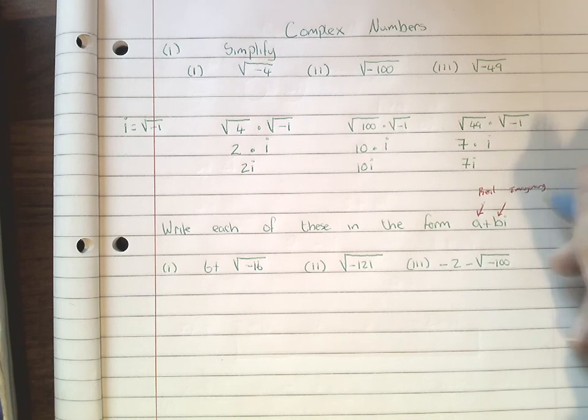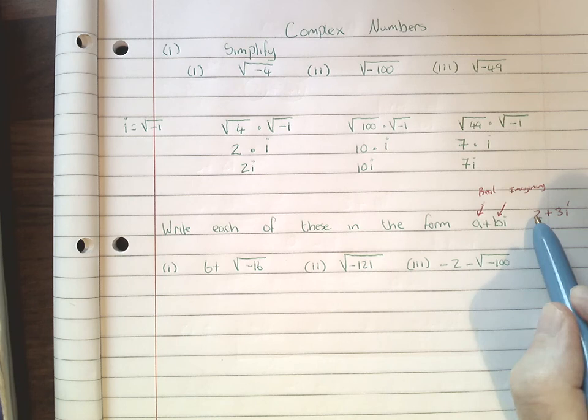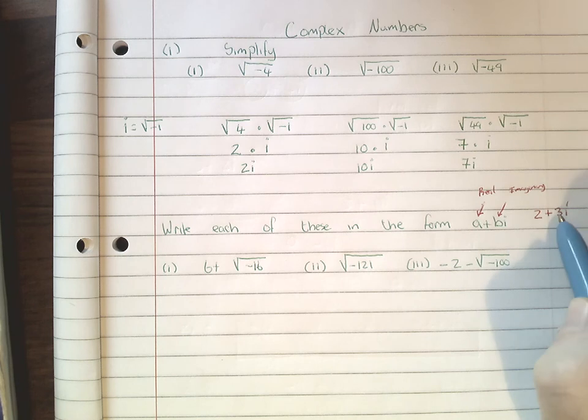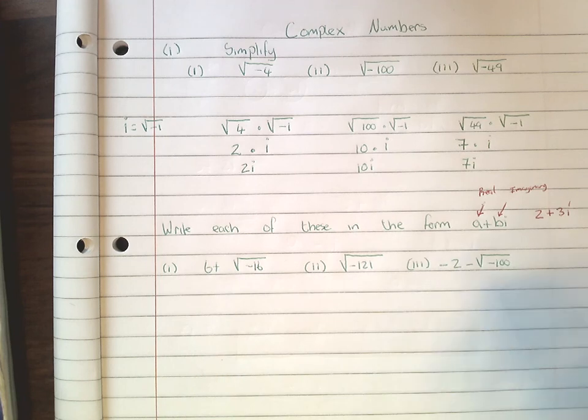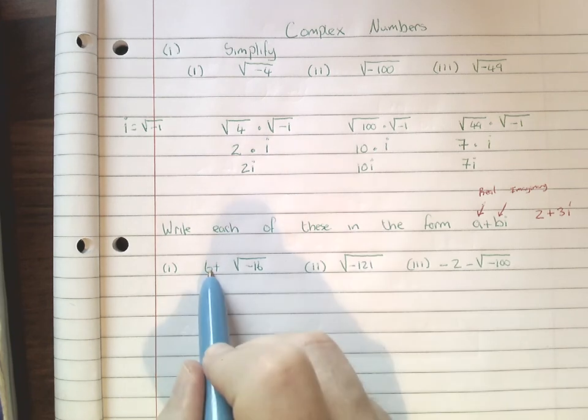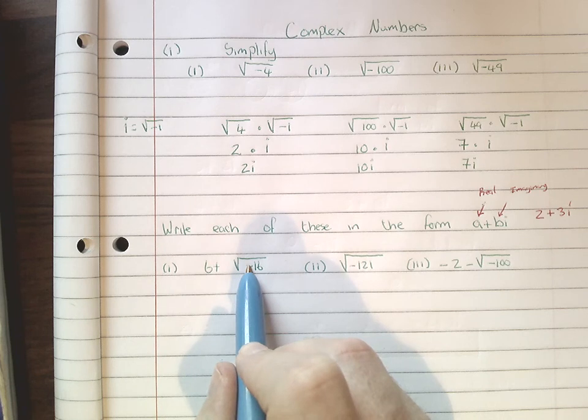So as an example, you could have something like 2 plus 3i. Okay, so as you remember, we looked at it, it's a complex number. This 2 represents the real part, and this 3 represents the imaginary part. So all you've been asked to do is to take these and write them in this form here. If we have a look at this first question, we can see that we already have the real part here. So now we need to simplify this down into an imaginary part.